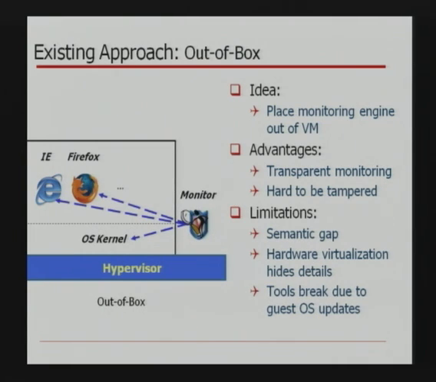So the third limitation is that when we implement the monitoring engine, the tools rely highly on the implementation of the operating system kernel. And if the layout of this operating system has changed, we also need to re-implement our old tools. So this is a lot of work to do.